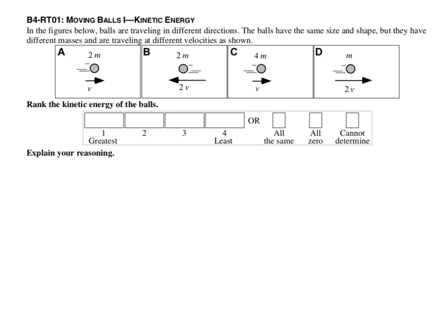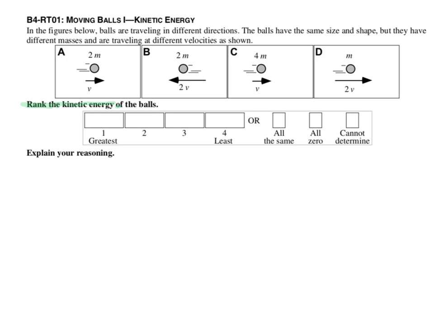Chapter 7, Sample Problem Number 6. In the figures below, balls are traveling in different directions. The balls have the same size and shape, but they have different masses and are traveling at different velocities as shown. Our task is to rank the kinetic energy of the balls.